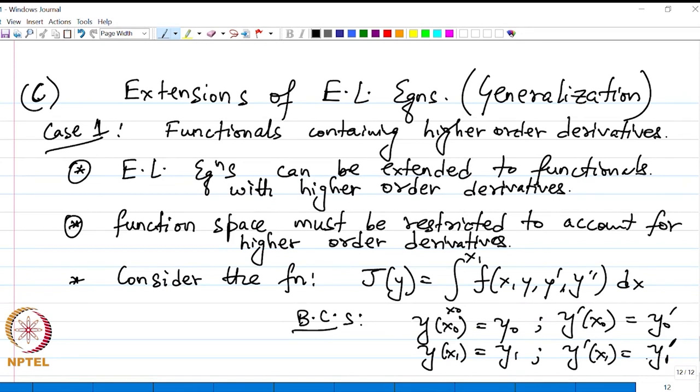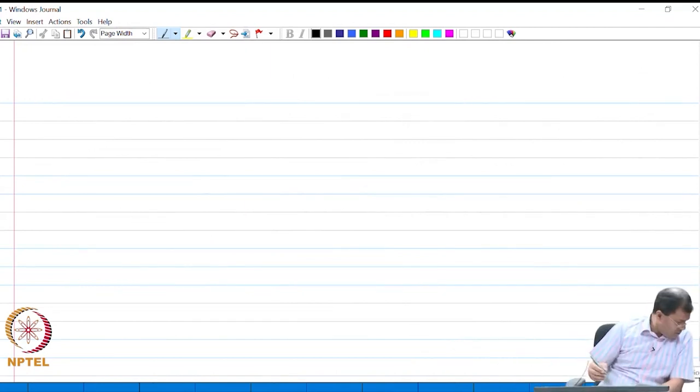So, these are my boundary conditions, which means that earlier we were assuming that the extremal y had continuous partial derivatives up to second order. Now, we are going to assume that the extremals y will have continuous partial derivatives up to third order, or in other words, y comes from the space C4. Let me show how it is possible. So, what we have is the following.